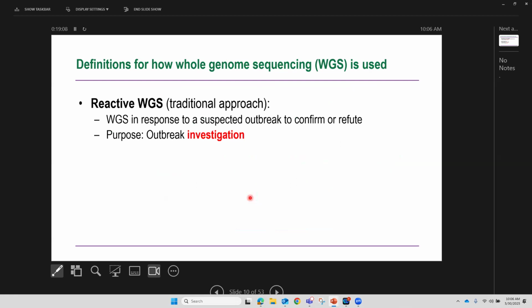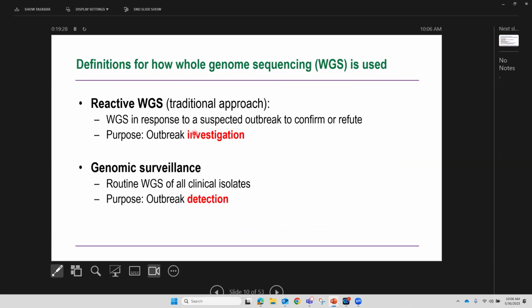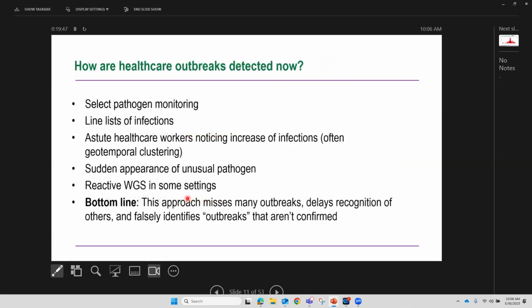Okay, so definitions for how we use sequencing. So the traditional approach, so for many, many years, my lab has done first PFGE and now sequencing in reaction to suspected outbreaks. And then the idea is to either confirm or refute the outbreak. And the purpose is to investigate outbreaks, but a very different approach is to use genomic surveillance, which is sequencing all isolates, whether you suspect an outbreak or not. And this is for outbreak detection. And I'm going to try and convince you that this is a far superior approach to dealing with outbreaks in hospitals. So what are the methods we use now?